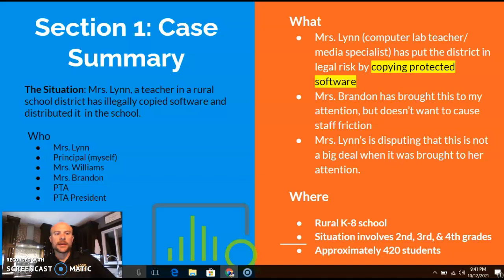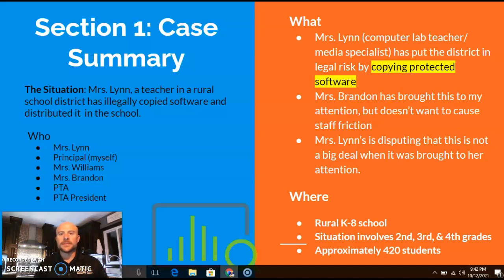Section 1, we're going to talk about the case summary. The situation: Mrs. Lynn, a teacher in a rural school district, has illegally copied software and distributed it in the school. Parties involved are Mrs. Lynn, myself the principal, Mrs. Brandon, Mrs. Williams, PTA, and the PTA president.